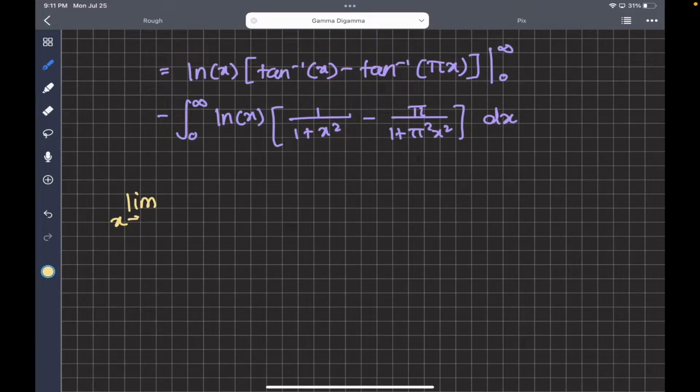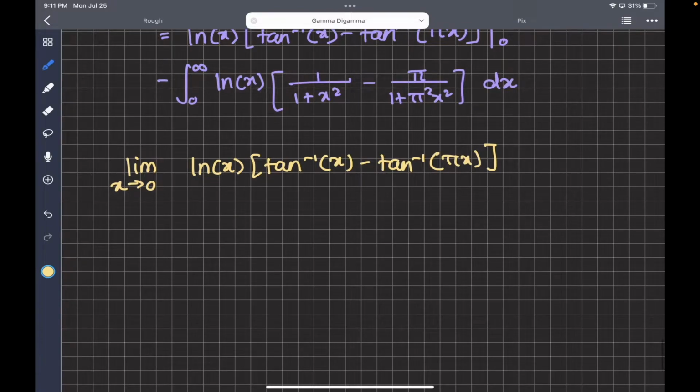It's not really non-trivial plugging in anymore, because natural log of 0 goes to minus infinity and the difference of inverse tangents goes to 0. So we have 0 times infinity, which we should be able to write as one of those L'Hopital's rule indeterminate forms. I'm doing nothing fancy, it's just L'Hopital's rule, limits 101 probably. So I have inverse tangent of x minus inverse tangent of pi x.